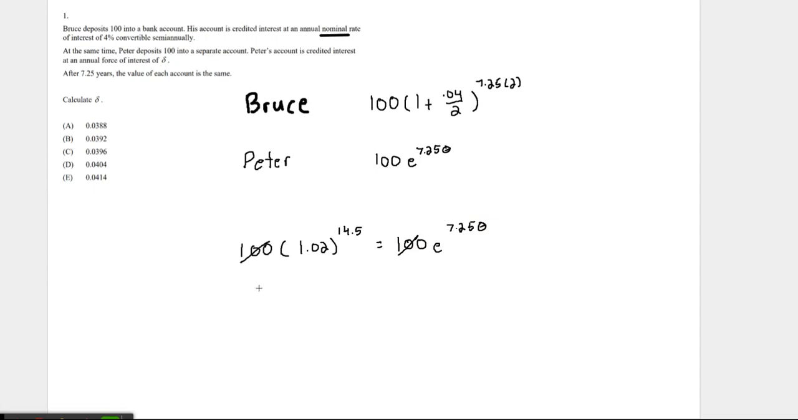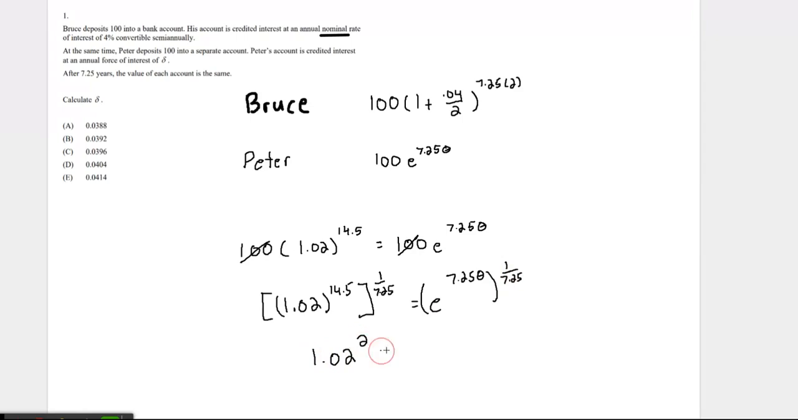Now I can directly solve from here, but I can make it a little bit simpler, because what I can do, you'll see what I'm about to do, is take the root of it, 1 over 7.25. Of course, that just makes it a little bit simpler. We're already ready to just use a calculator now if we need to. So I get 1.02 squared equals e to the theta.